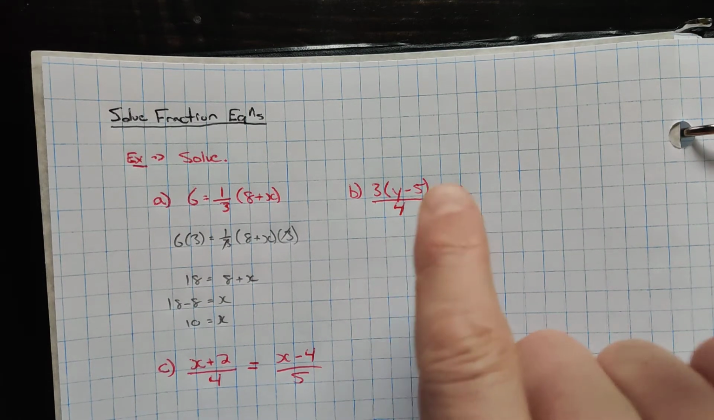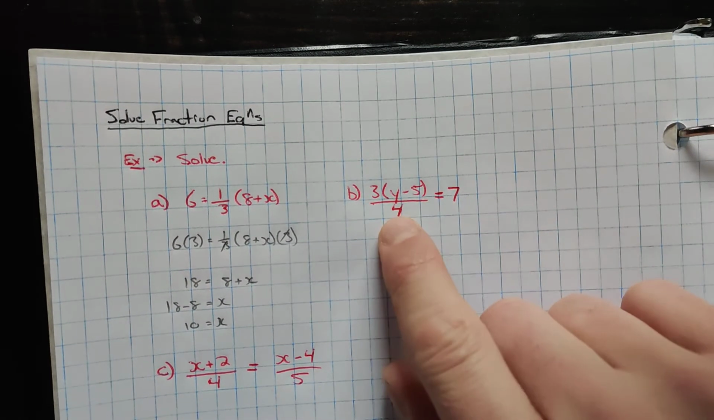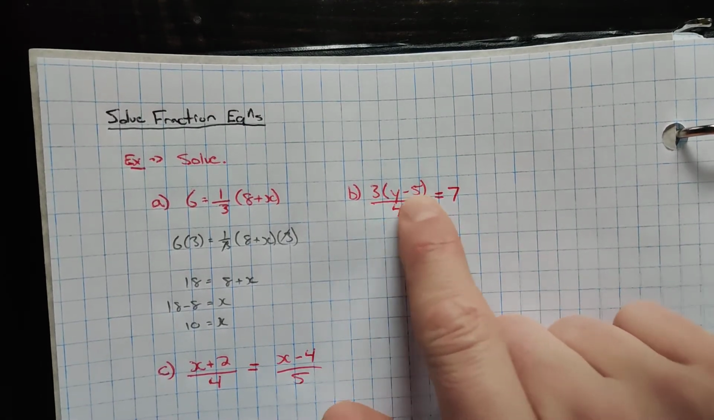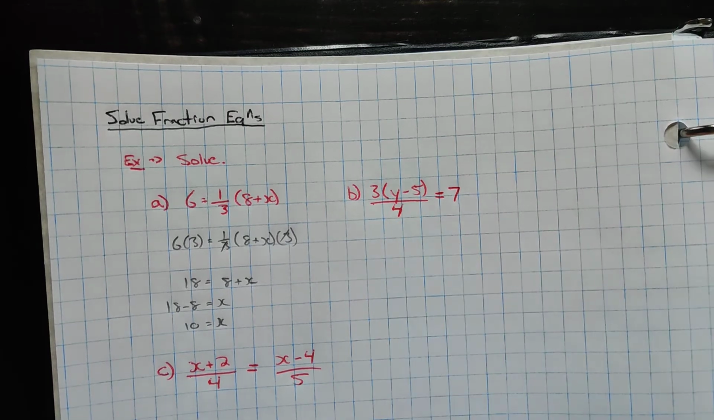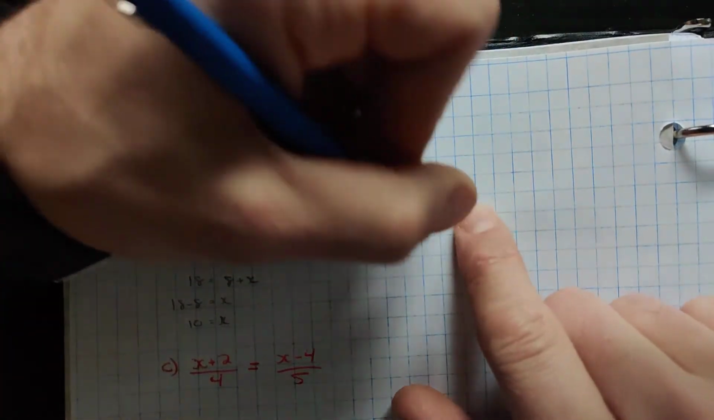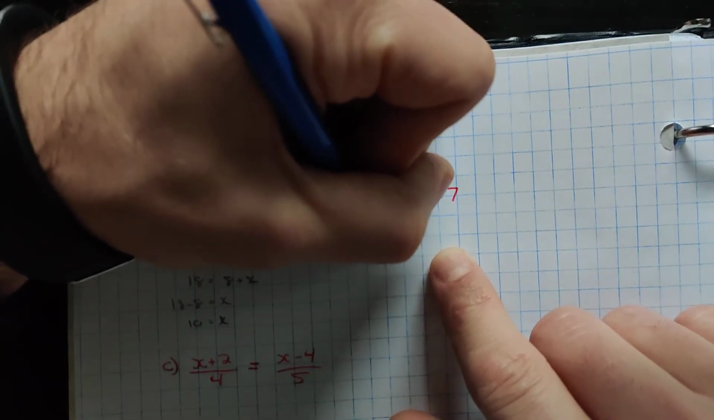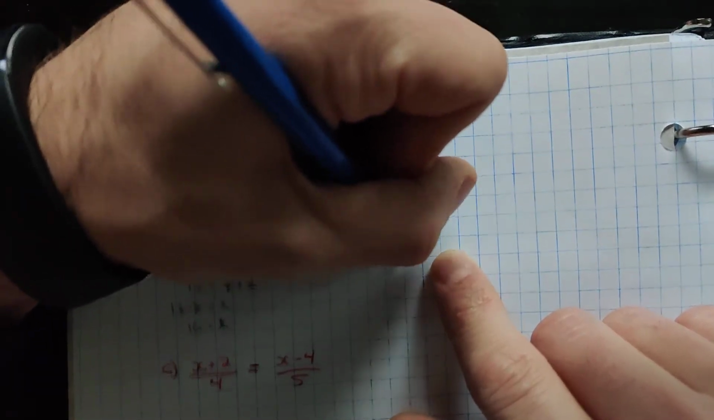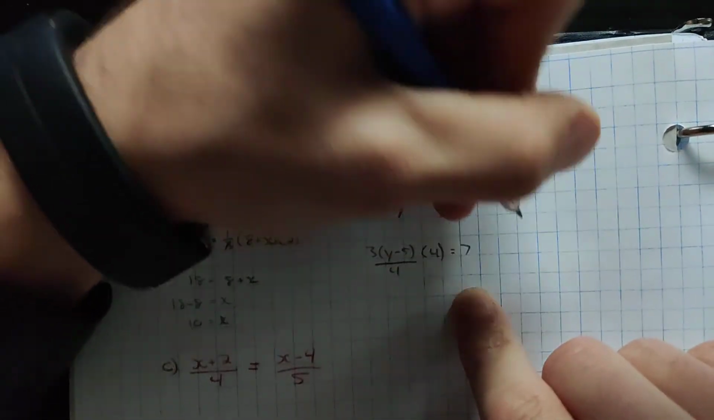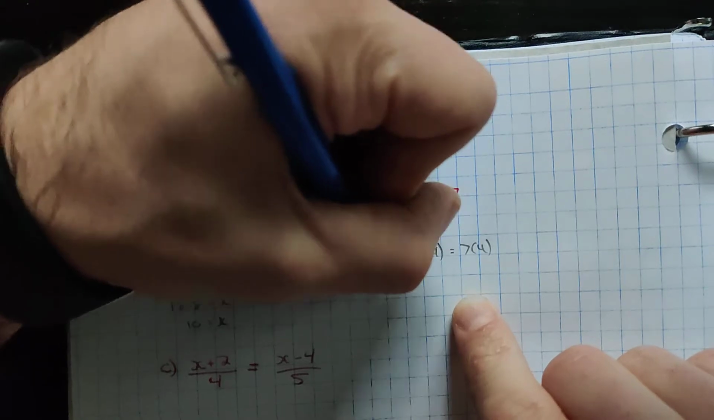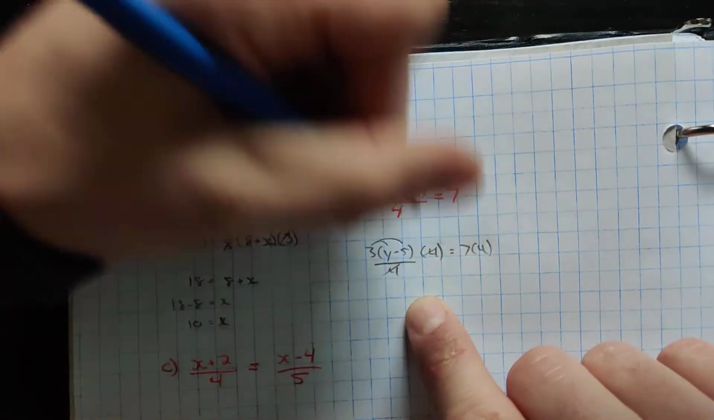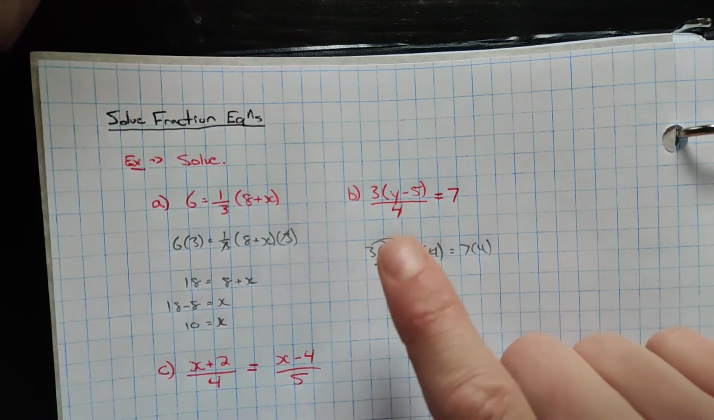In the next case, the 4 is dividing the entire side. So the 3y minus 5 is divided by the 4. So we can get rid of that 4 by multiplying by 4 again on both sides. 3y minus 5 over 4 times 4 equals 7 times 4. These 4's cancel. I've got 3, and I'm actually going to expand this in the same step while I'm here.